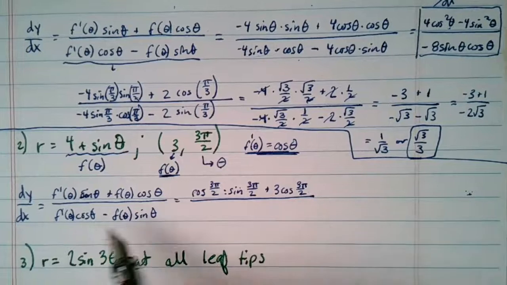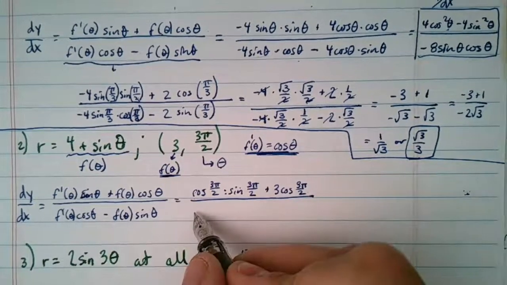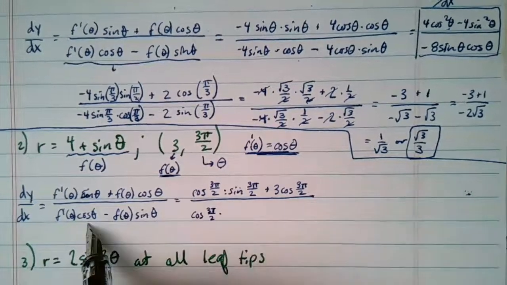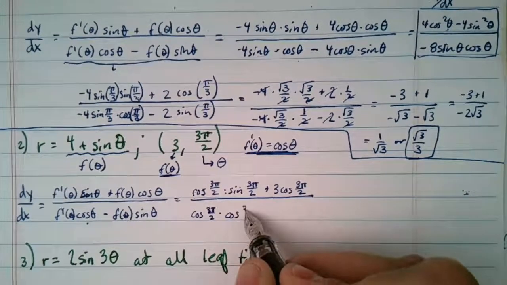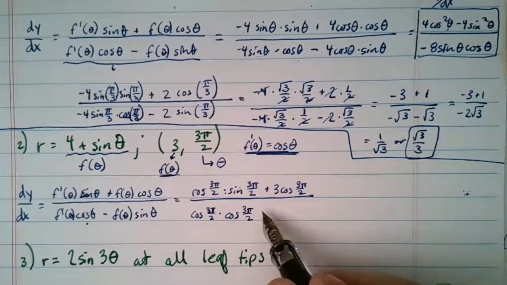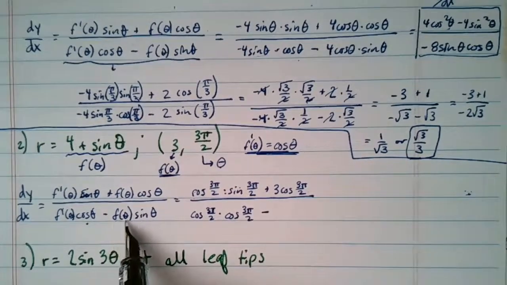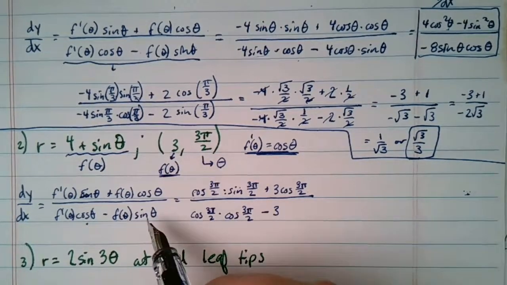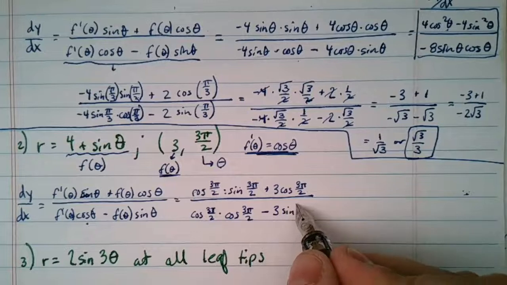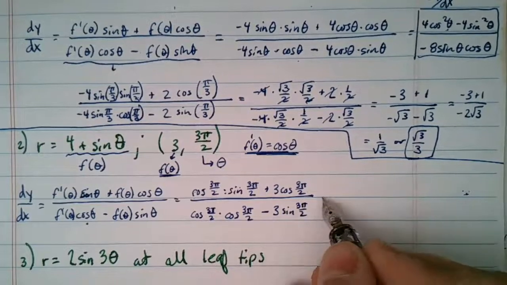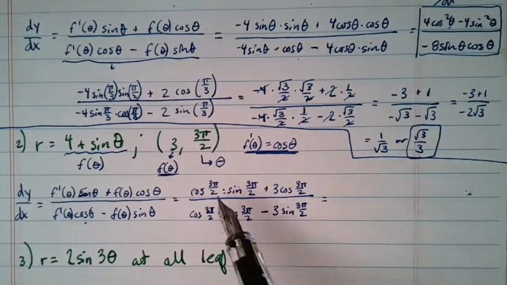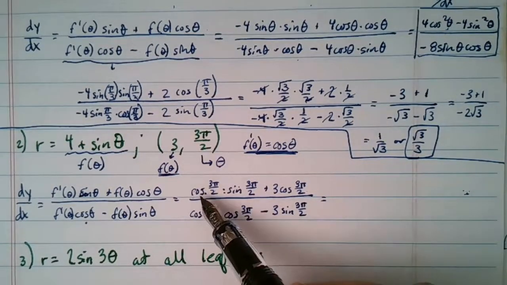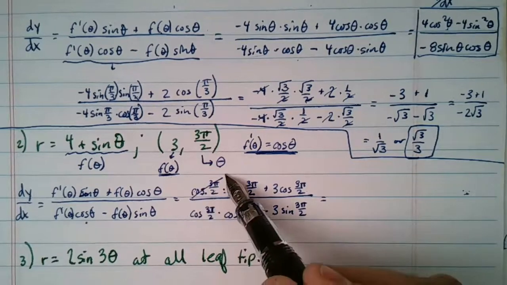over, right? So over here, f prime will be cosine of 3 pi by 2 times cosine of 3 pi by 2 minus, and then f of theta will just be 3. So it'll be 3 sine of 3 pi by 2. Now, let's plug in our numbers. What is the cosine of 3 pi by 2? Well, the cosine of 3 pi by 2, or the cosine of 270, is going to be 0.